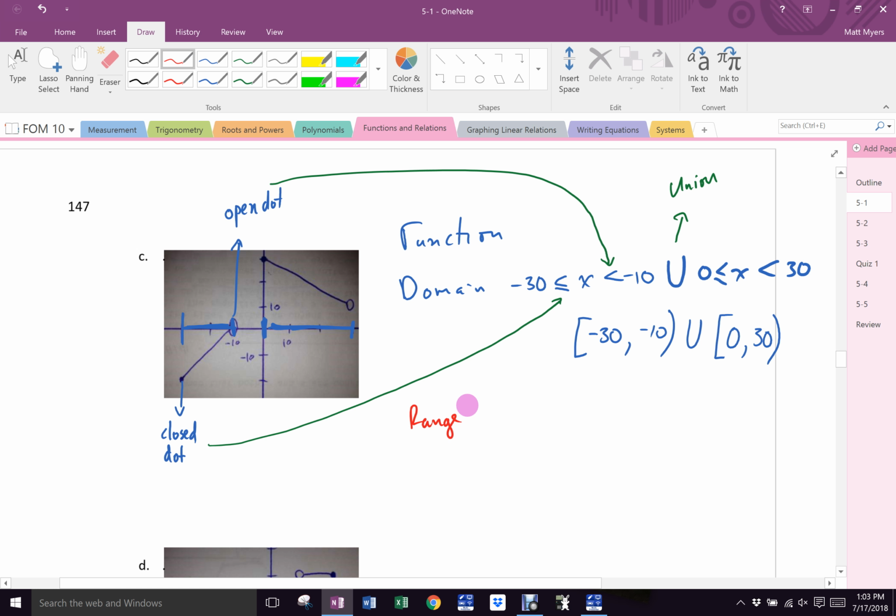Okay, now you try that for the range. Where do we count range? The y or the x-axis? Just the y-axis. So what's our lowest value for y's?